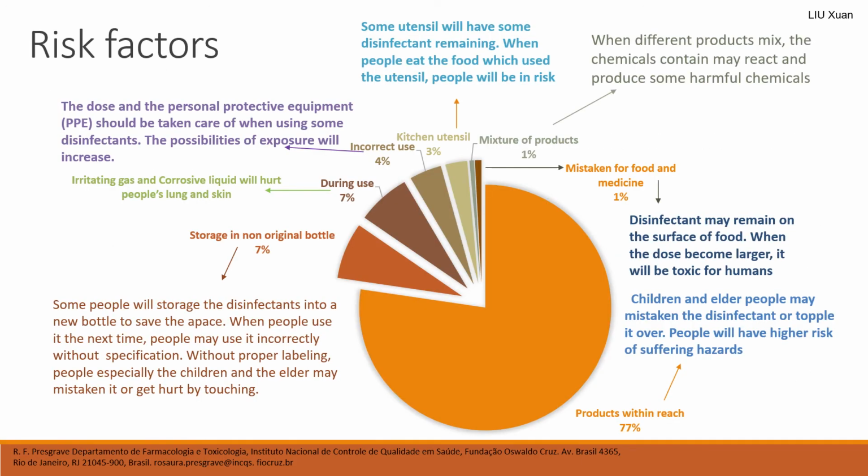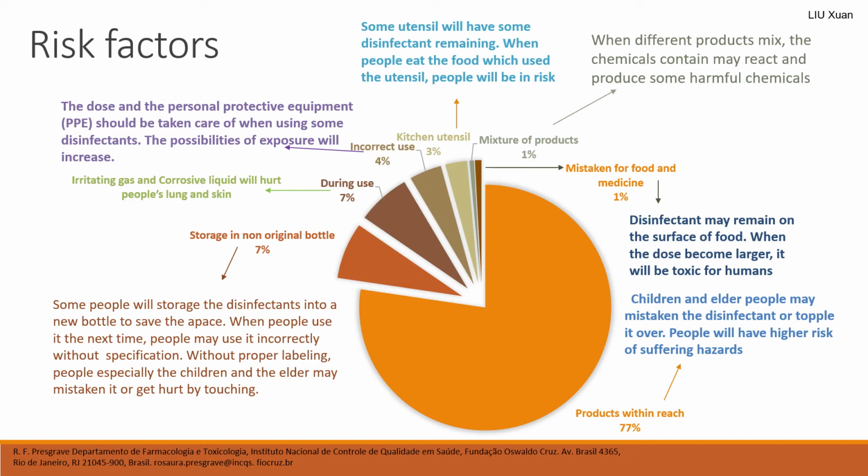And what are the risk factors? The most common one is products being within reach. Children and elderly people may mistake the disinfectants or knock them over, so they will have a higher risk of suffering hazards. The second one is storage in a non-original bottle. Some people will store the disinfectants in a new bottle to save space. When people use it the next time, they may use it incorrectly without specification. Without proper labeling, people, especially children and the elderly, may mistake it or get hurt by touching.